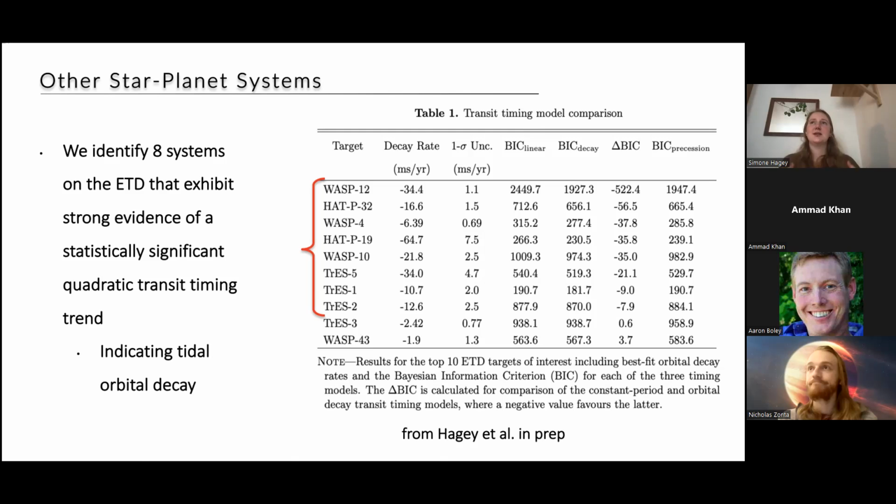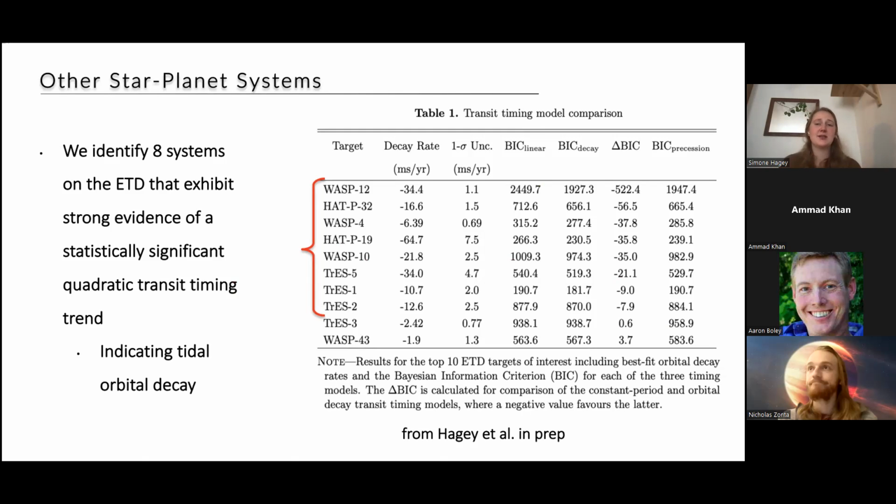And by no means is this a declaration that these are decaying planets. This is a prioritization of targets for follow-up study. And in those follow-up studies, we plan to include data from professional observatories, so anything in the literature, test data, and then also try to solicit more observations.